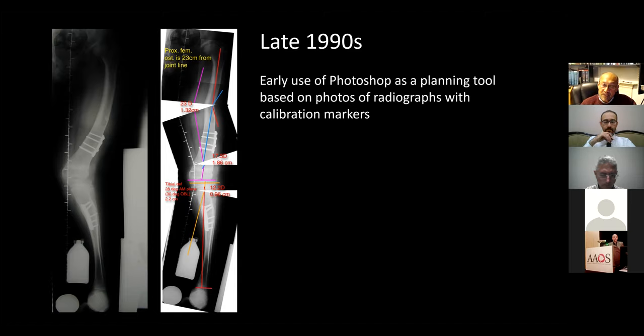So since the late 1990s, you were able to take a photograph of an X-ray, transfer it to Photoshop, and perform the same measurements, as long as that X-ray was calibrated, that you would have done had you drawn those lines and angles on the X-ray itself. So that allowed a step forward in the process of deformity analysis.